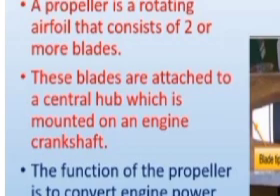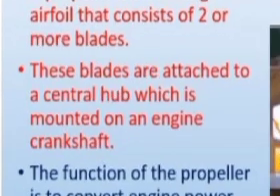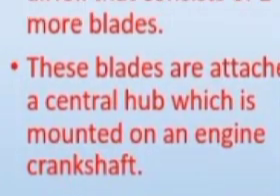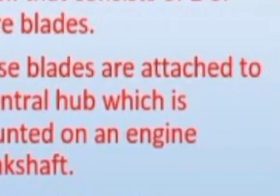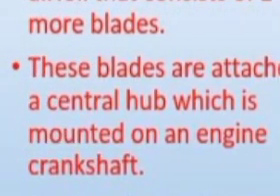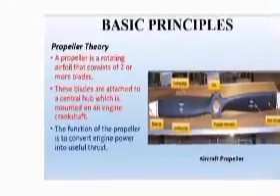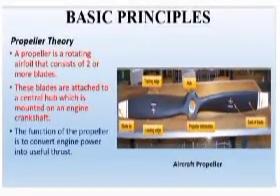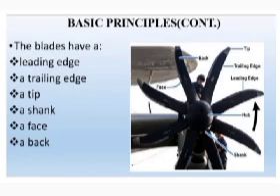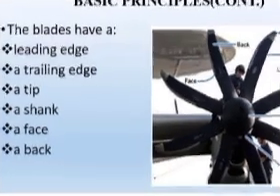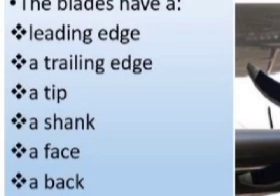The blades are attached to a central hub which is mounted on an engine crankshaft. The main purpose of the propeller is to convert engine power into useful thrust. That is the main purpose of the propeller blades used on an aircraft, to convert engine power to useful thrust.